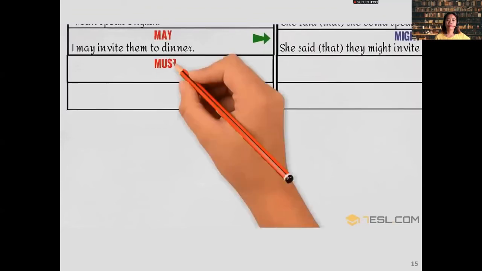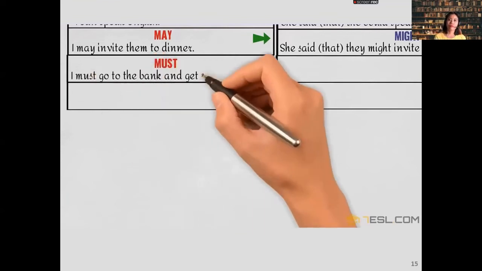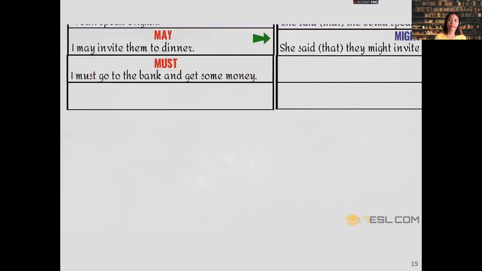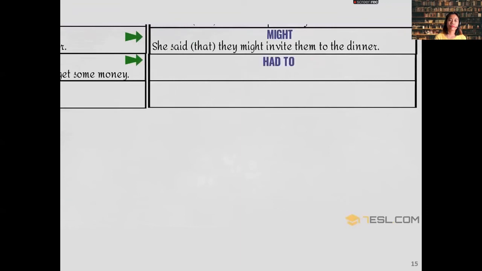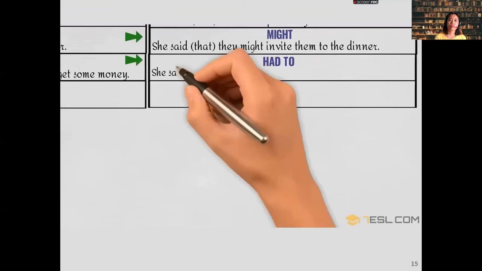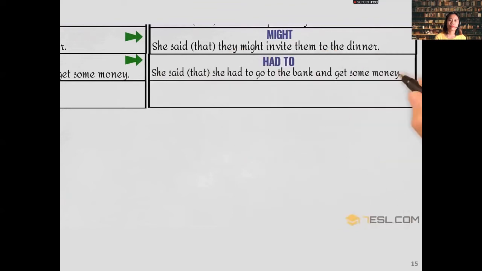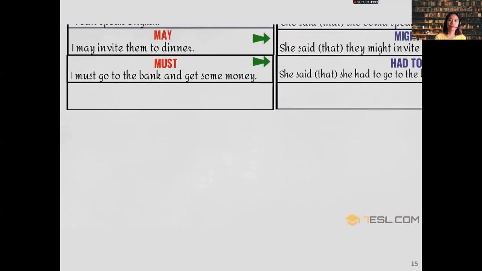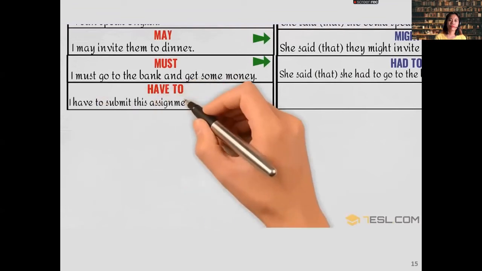Must. I must go to the bank and get some money. Had to. She said she had to go to the bank and get some money. Have to. I have to submit this assignment by 3 p.m. tomorrow.